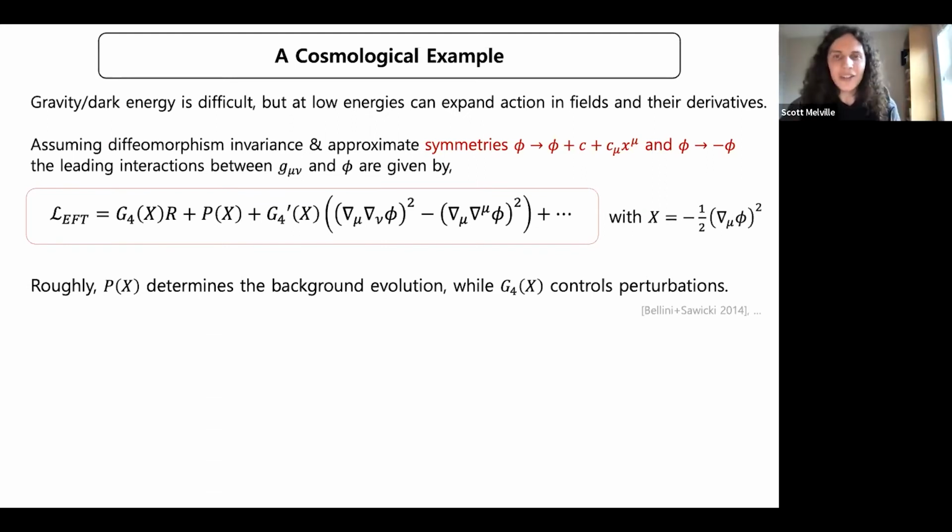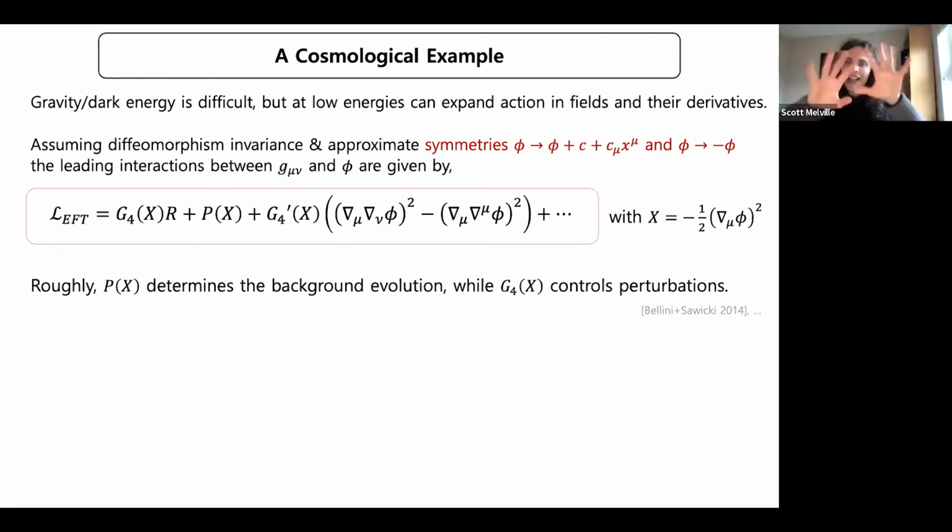But at low energies, we can use this EFT logic. We can expand the action in powers of the fields and their derivatives. And in particular, if we assume certain symmetries, in this case, diffeomorphism invariance, and the following two symmetries for the scalar. The scalar should be invariant under a Galilean symmetry, so you shift phi by a constant and then a constant times x. And also a Z2 symmetry, which means you can only have even powers of phi in the action.